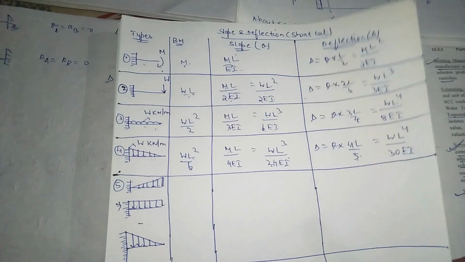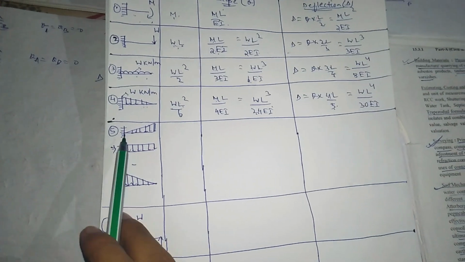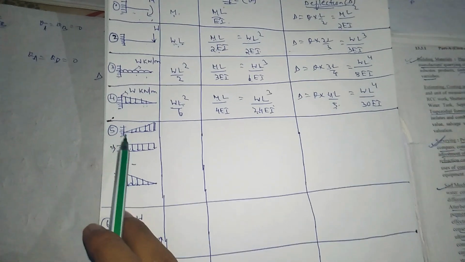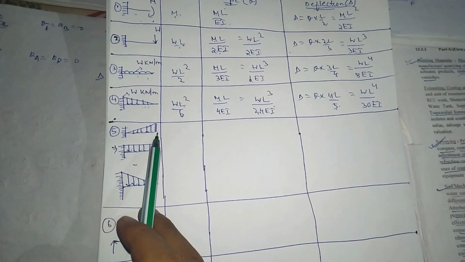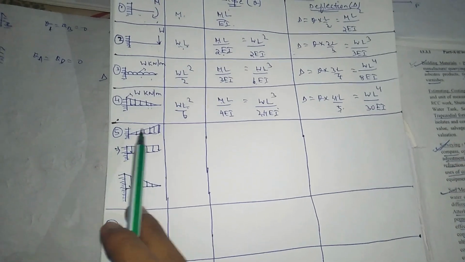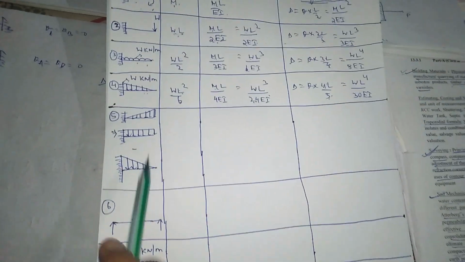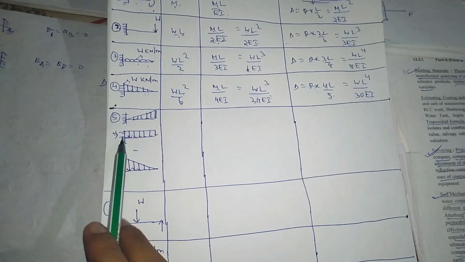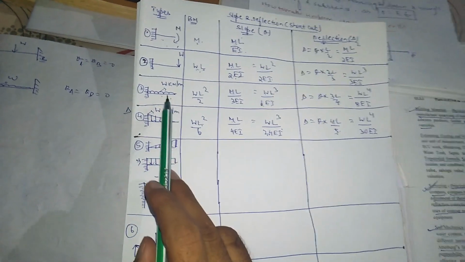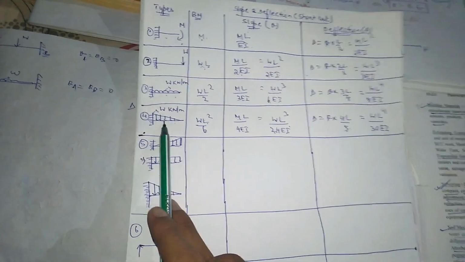Okay, so the fifth case is that you need to calculate the cantilever in which at the fixed end the load is 0, uniformly varying load, and at the free end it is maximum. So for this, what we can do is subtract the third case from the fourth case.